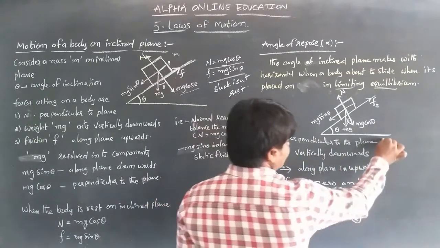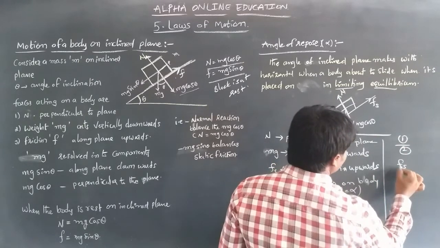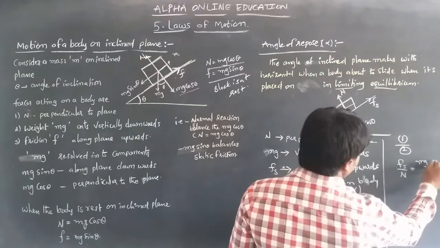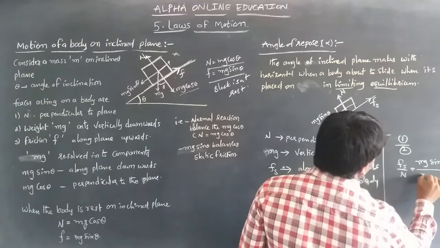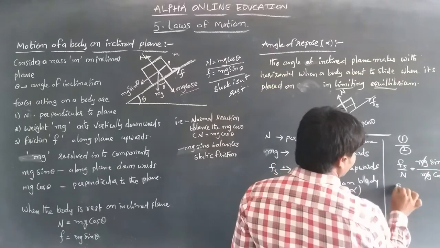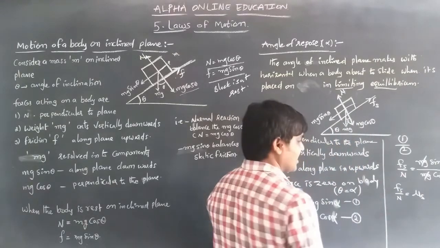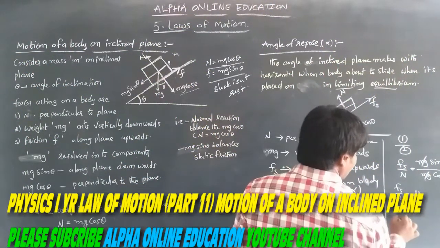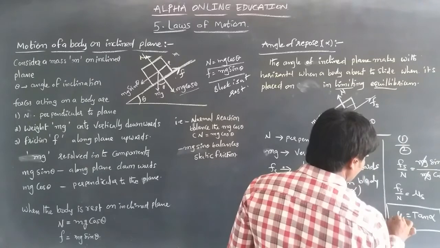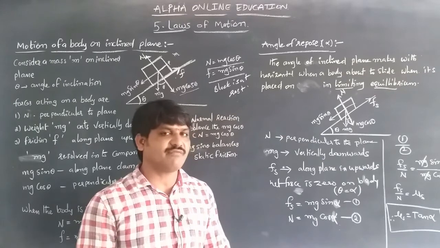Now dividing equation 1 by equation 2, we get Fs by N equal to mg sin alpha by mg cos alpha. The mg cancels, and we know that Fs by N is the coefficient of static friction mu s. So mu s is equal to tan alpha. That is the equation for the angle of repose, alpha equal to tan inverse of mu s.